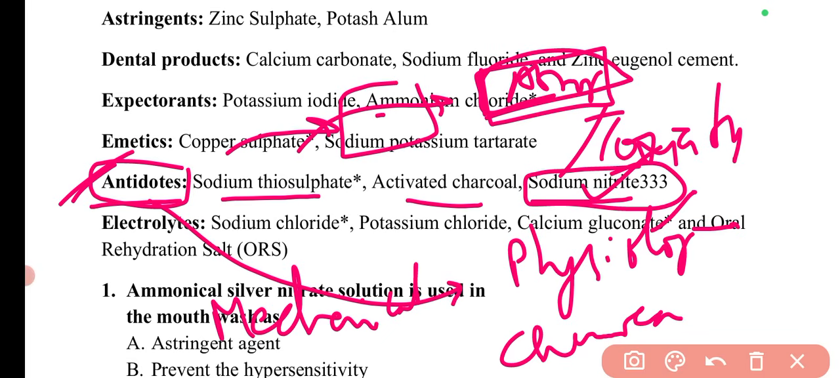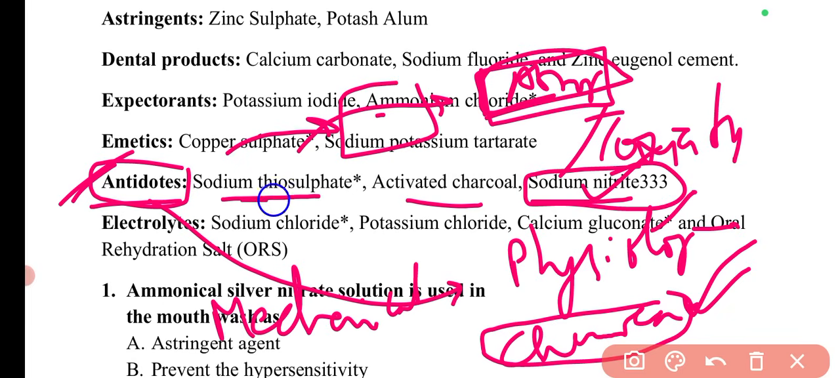Then the second class is basically the chemical antidotes. So what happens in this class is basically the antidote is combined with the poison, and it will change the chemical nature of the poison by converting the poison into an inactive compound. So here the example is sodium thiosulfate, and also EDTA is there. EDTA is also used as a chemical antidote.